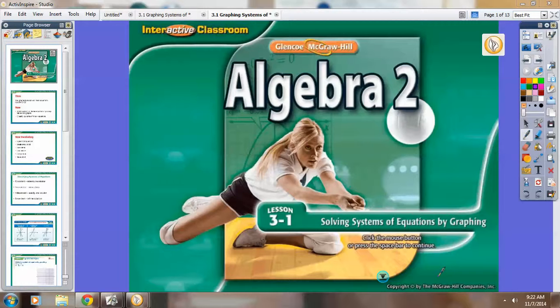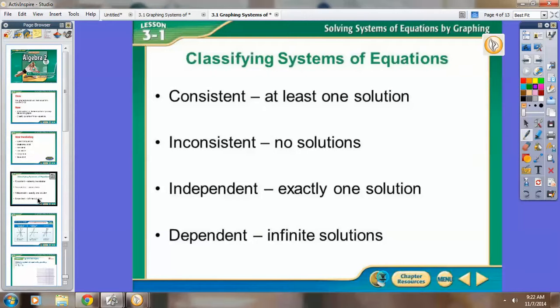On the top of your paper, on the front side, there are 4 definitions that we need to write down. When we solve a system, there are 4 classifications that we can give our solutions. The first classification is consistent. If a system is consistent, it has at least one solution. If it is inconsistent, it has no solutions. If it's independent, it has exactly one solution. And if it's dependent, it has infinite solutions.